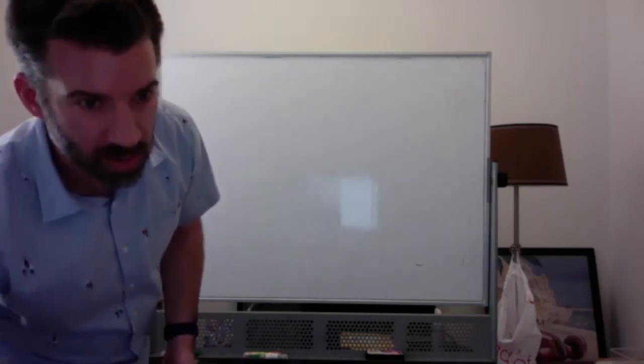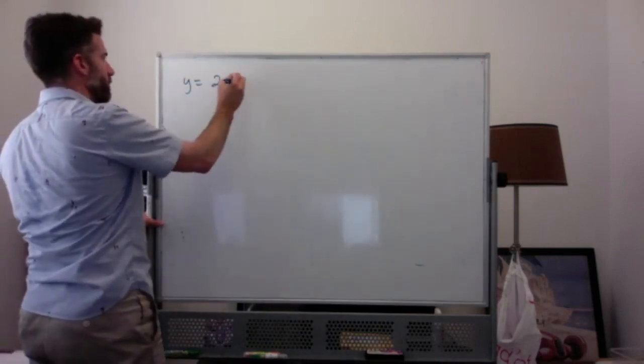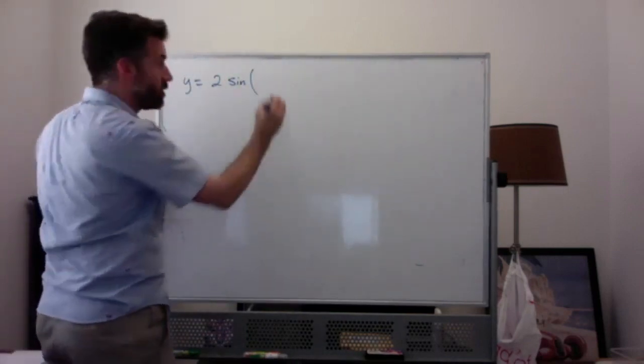Sorry, let's see here. So now we're going to graph the next one. So we're going to graph y equal to 2 times sine of 2x over 3.